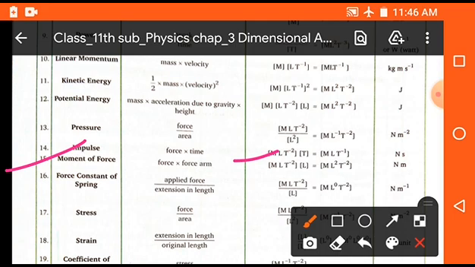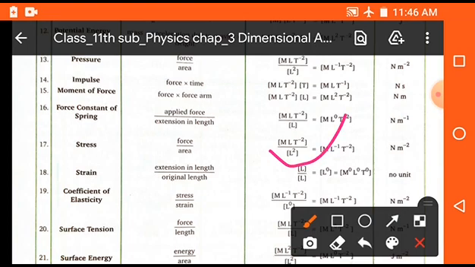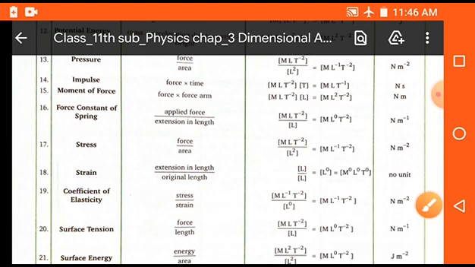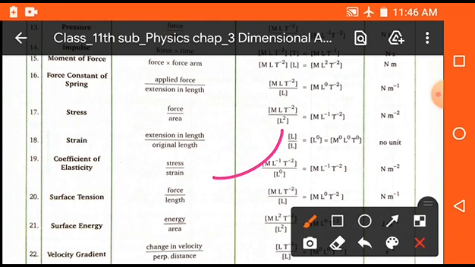Okay students. Now, stress. Stress means force upon area. So the dimension will be M L minus 1 T minus 2. Okay, the dimension of the coefficient of elasticity is equal to stress upon strain, and we know that the dimension of stress is M L minus 1 T minus 2 upon L0, because strain is a dimensionless physical quantity, which means it has no dimension, but it has a formula. The formula of strain is change in length upon original length. That means it is a dimensionless and unitless physical quantity.